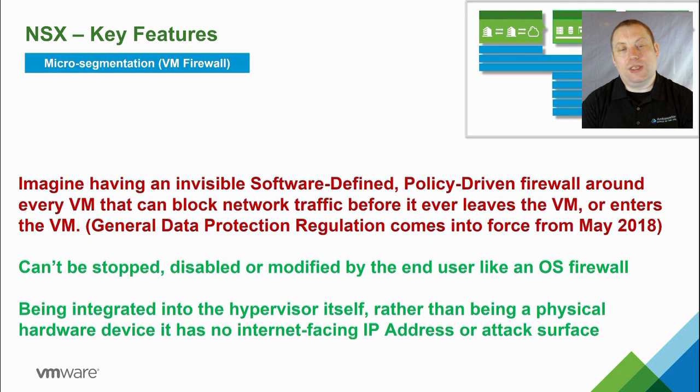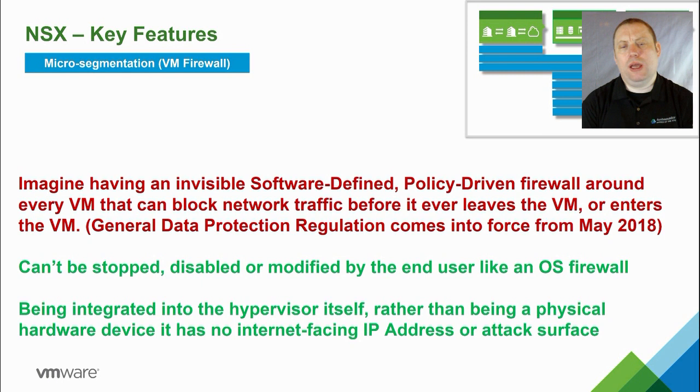Another way of doing this is with a physical firewall, but the problem with a physical firewall is it's got an IP address and an attack surface. So you can always attack a physical firewall because you can get to it, for want of a better explanation. Because microsegmentation and the software firewall that VMware provide is in the hypervisor itself, not a physical appliance, there isn't a way for an attacker to get to the firewall or for the operating system to get to the firewall.